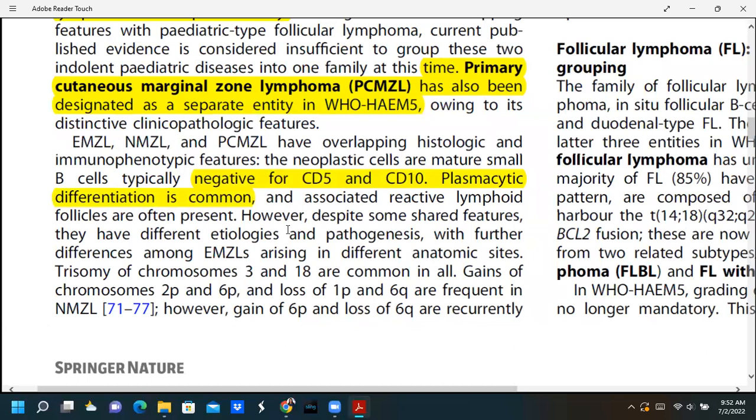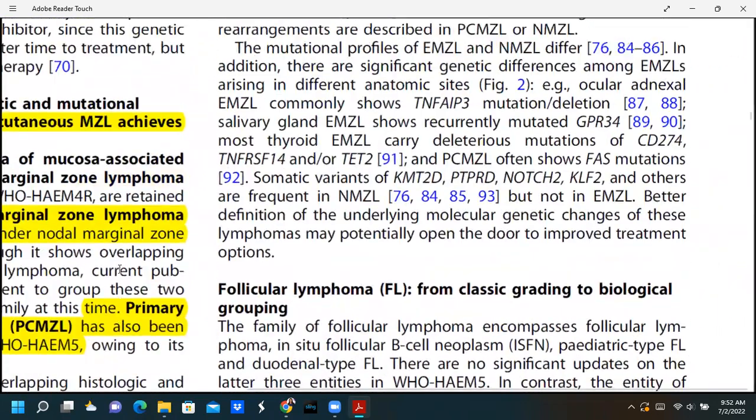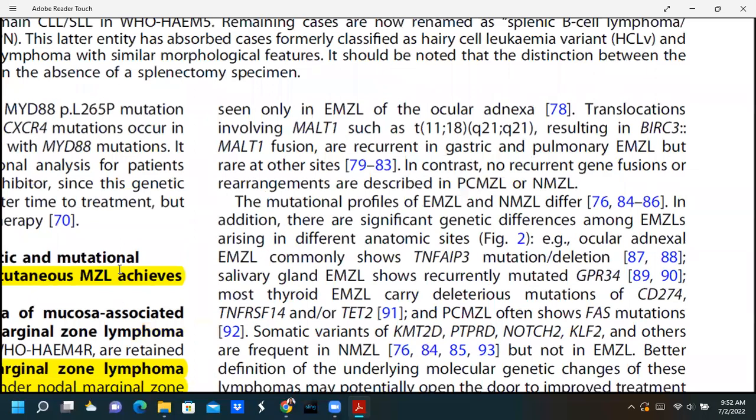However, despite some shared features, they have different etiologies and pathogenesis, with further differences between extranodal arising in different extranodal anatomic sites. So now they are discussing what differences are there. Trisomy of chromosomes 3 and 18 are common. Gains of 2p and 6p and loss of 1p and 6q are frequent in the nodal. However, gains of 6p and loss of 6q are recurrently seen only in extranodal marginal zone of ocular. Translocation of MALT1 resulting in BIRC3 and MALT1 fusion.